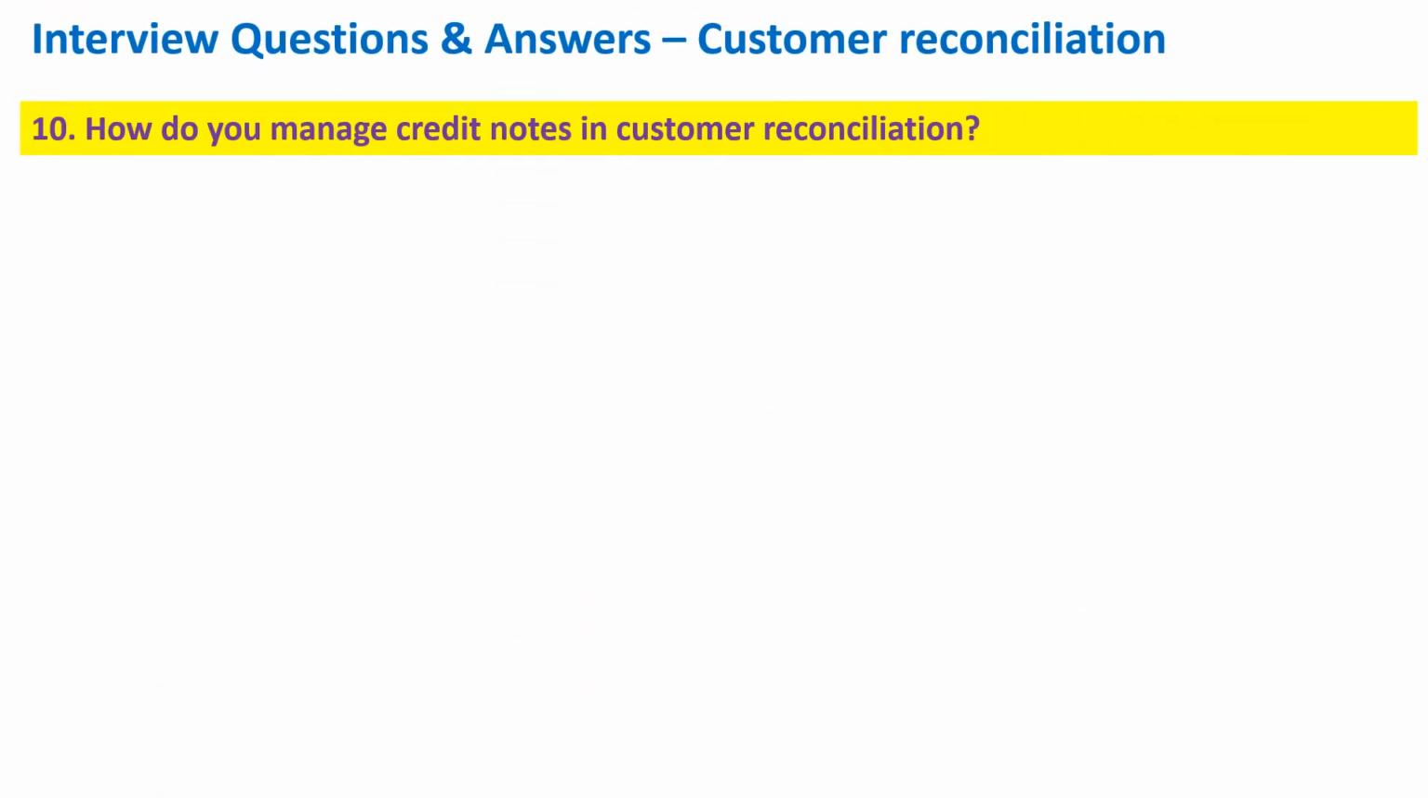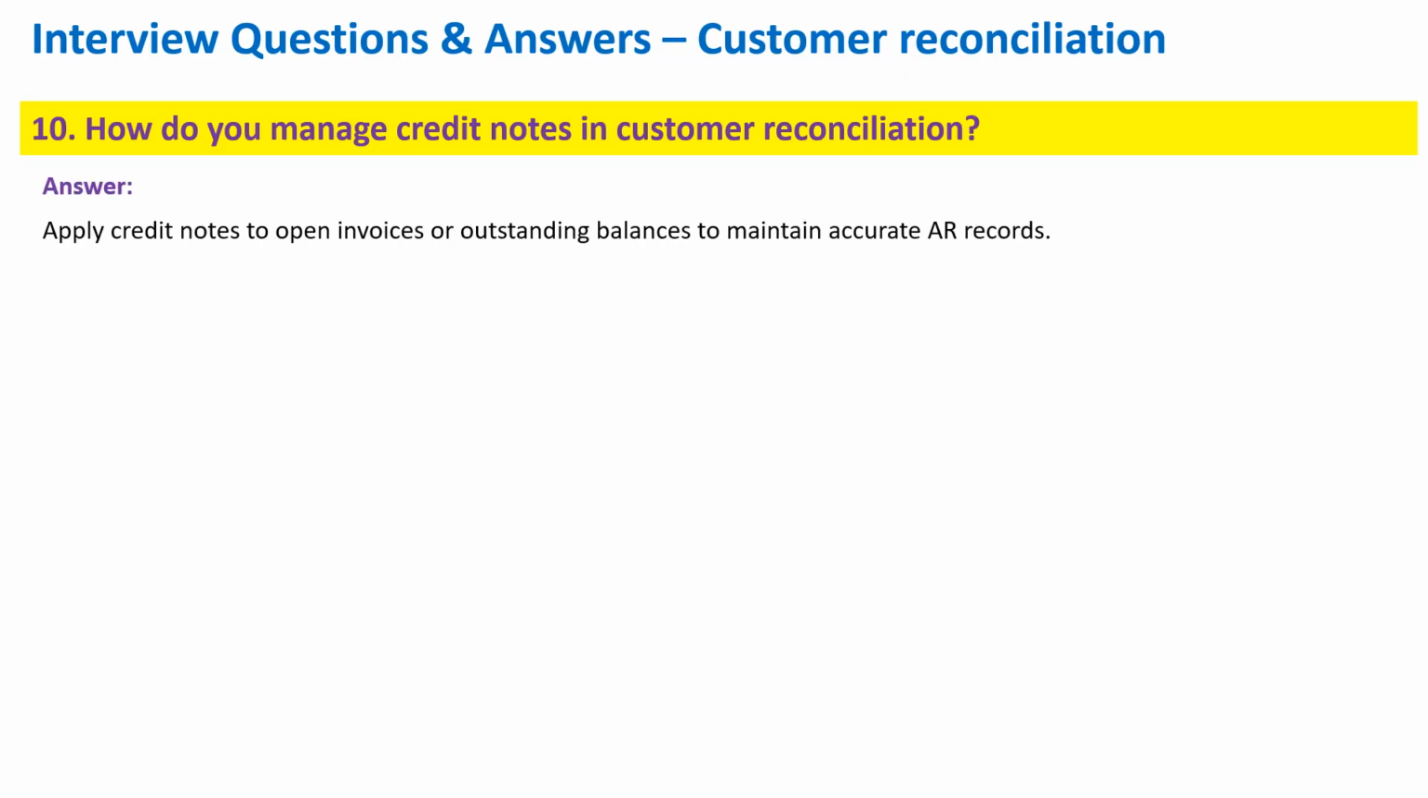Question number 10. How do you manage credit notes in customer reconciliation? So apply credit notes to open invoices or outstanding balances to maintain accurate AR records. It has to be cleared, it has to be adjusted. If you keep it open, then you will not get the same amount that was raised to the customer, because the customer will net it off and make payment to you.